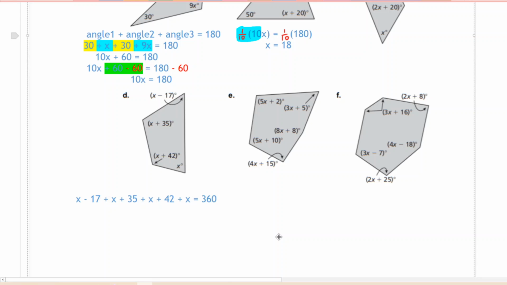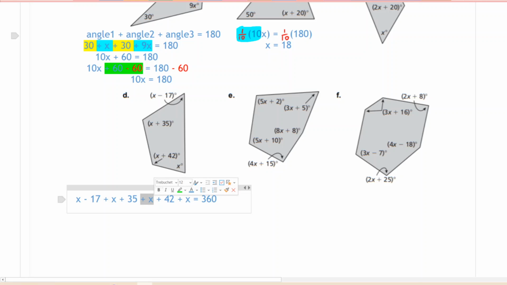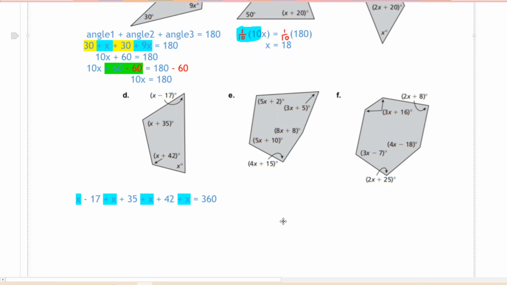So let's identify next our linear terms. And our linear terms here are going to be this x right there, this x right here, this x here, and this x over here. Now none of those x's have a number stuck to them, so we're going to interpret that as 1x. So we've got 1x plus 1x plus 1x plus 1x. To my way of thinking, that's 4 x's.